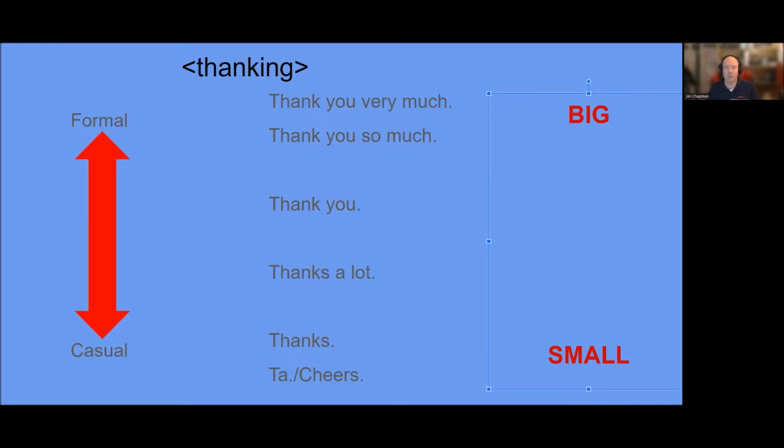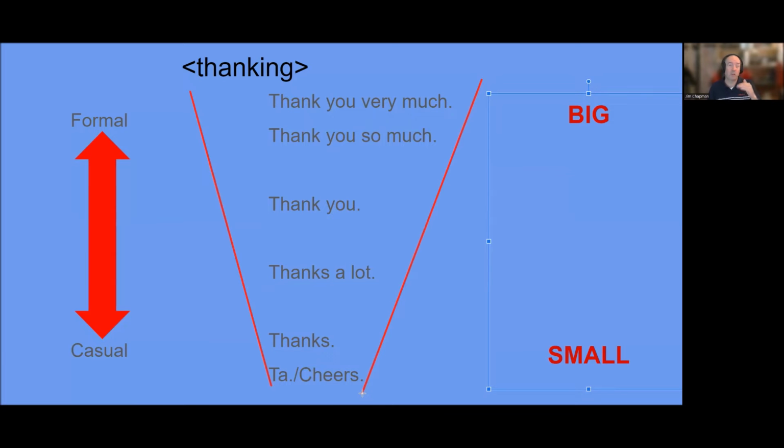Have you ever noticed this? Is this true in your first language, that the big ones tend to be long and the small thank you tends to be shorter? Is it the same in your first language? Because I know in my second language, in Japanese, the biggest thank you is very long and the smallest thank you is very short. Biggest thank you, 本当にありがとうございました。ありがとうございました。Domo.